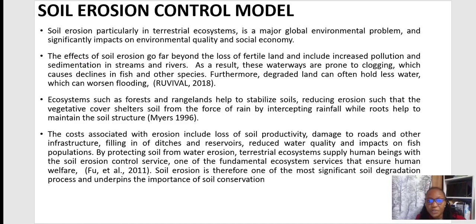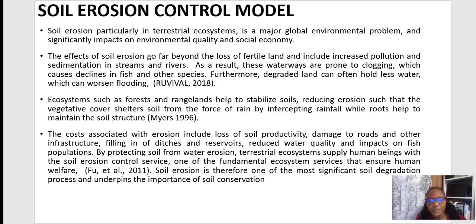The effects of soil erosion go far beyond the loss of fertile land and include increased pollution and sedimentation in streams and rivers. As a result, waterways are prone to clogging, which causes a decline in fish and other species. Furthermore, degraded land can often hold less water, which can worsen flooding. That is according to a report by Revival in 2018.